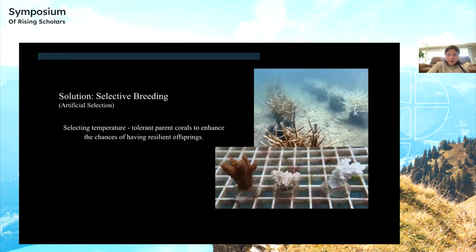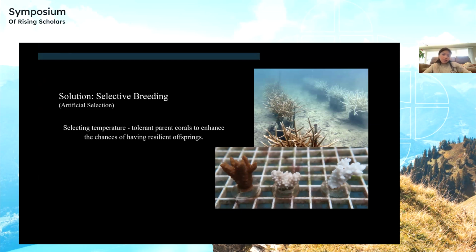And the last method I will touch upon is selective breeding or artificial selection, where this is done by selecting temperature-tolerant parent corals to enhance the chances of having resilient offspring. And breeding will be happening continuously, and so it will improve the overall resilience of the whole population.